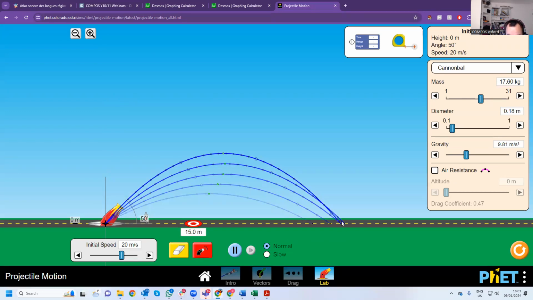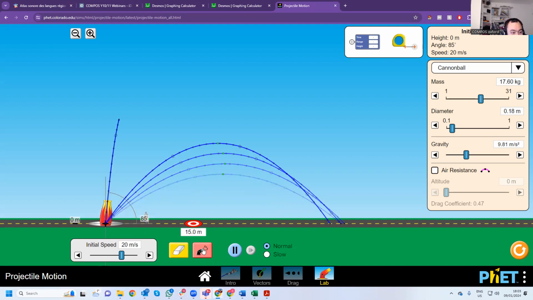And you can actually see now we go less of a distance, right? So the maximum distance is at a 45-degree angle. If we keep increasing the angle, we get shorter and shorter and shorter. And ultimately, of course, 90 degrees, well, let's do 85 first. At 85 degrees, we go really short. And with 90 degrees, we go nowhere. We literally go up and down.